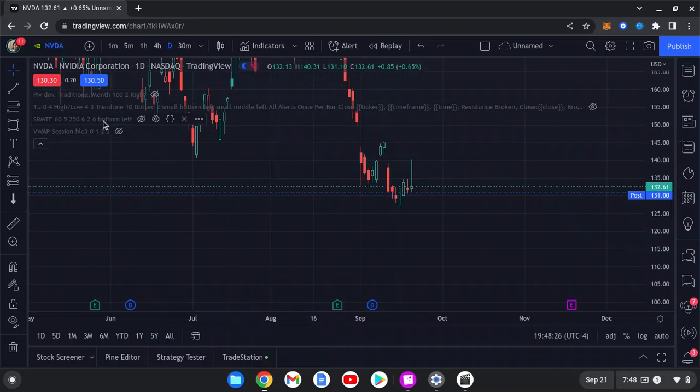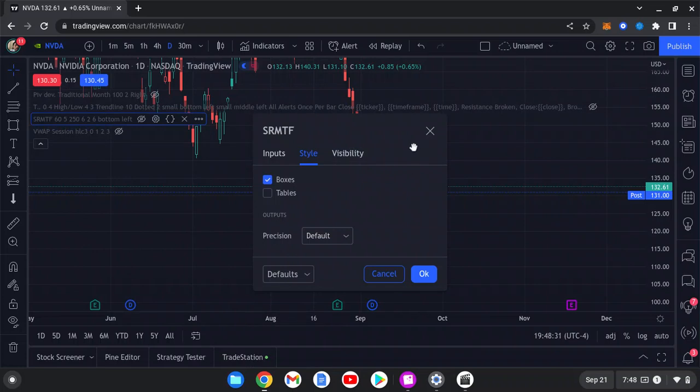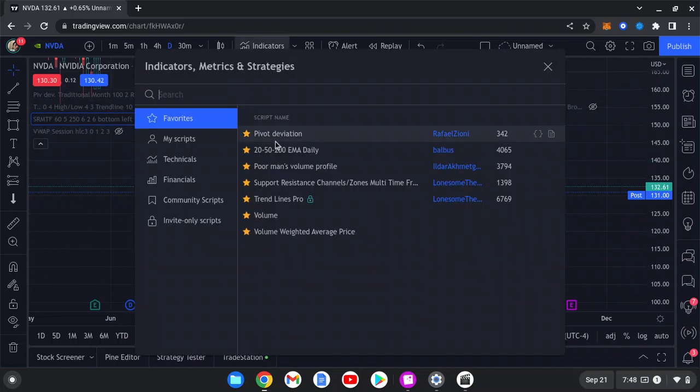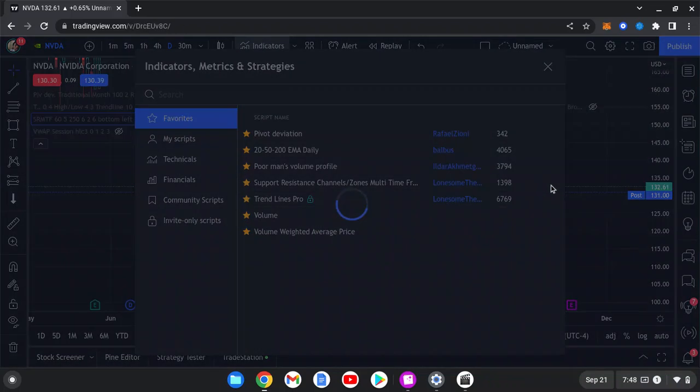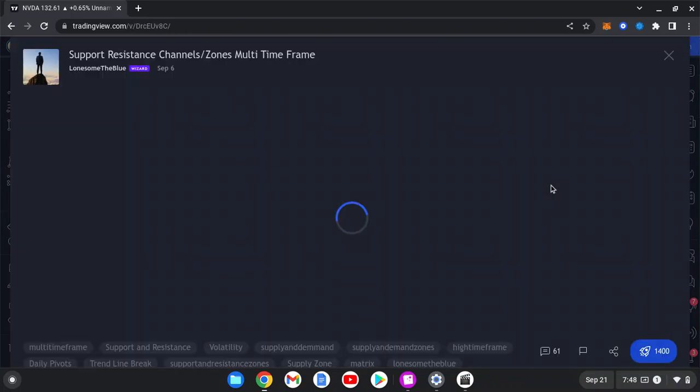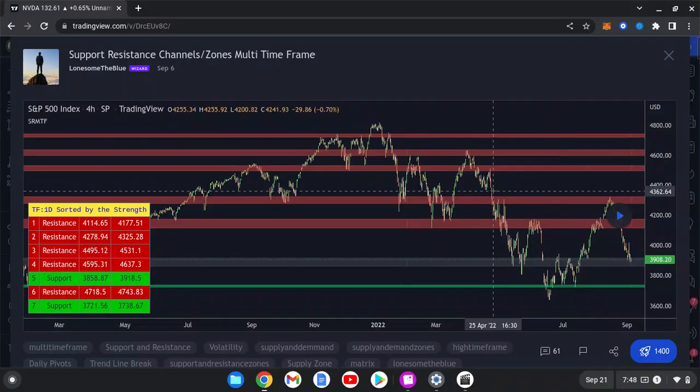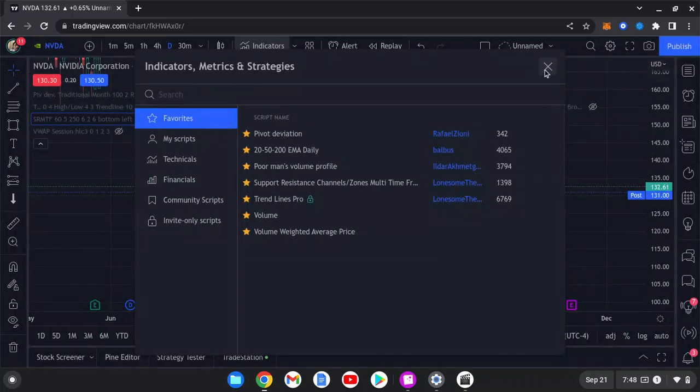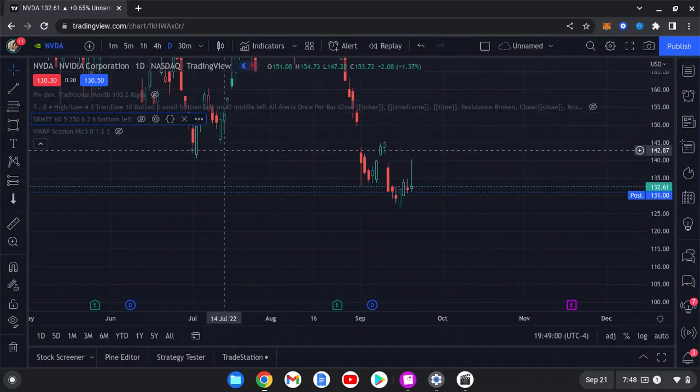And I've been experimenting with this new indicator. That's the main reason I wanted to make this video. So this is the indicator right here. It's called Support Resistant Channel Zones Multi-Frame. It's by the same person who made the Trendlines Pro. So this is how it looks if you're looking for this. And this has been really good to me in terms of finding strong support and resistance areas, or supply and demand levels.